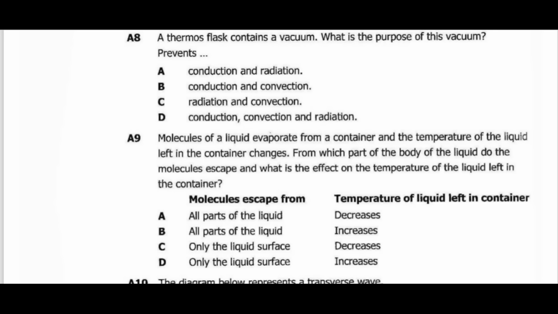A thermal flask contains a vacuum. What is the purpose of the vacuum? The vacuum prevents conduction and convection. So the answer here is B.